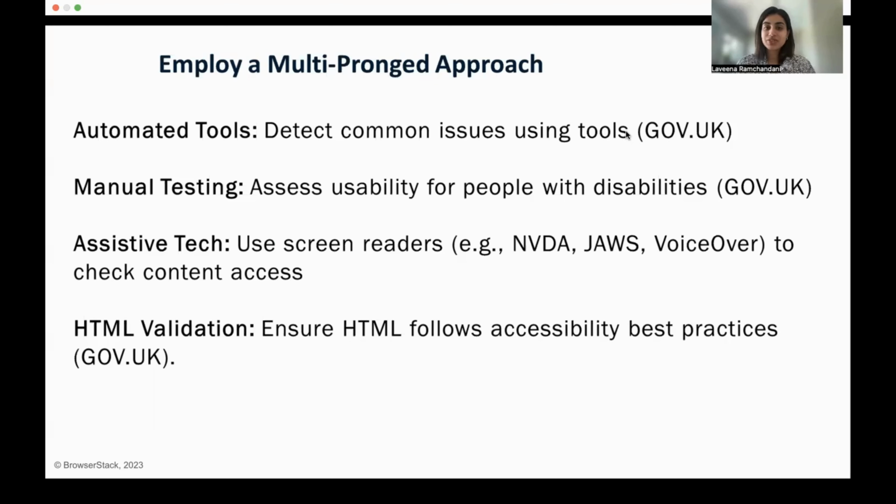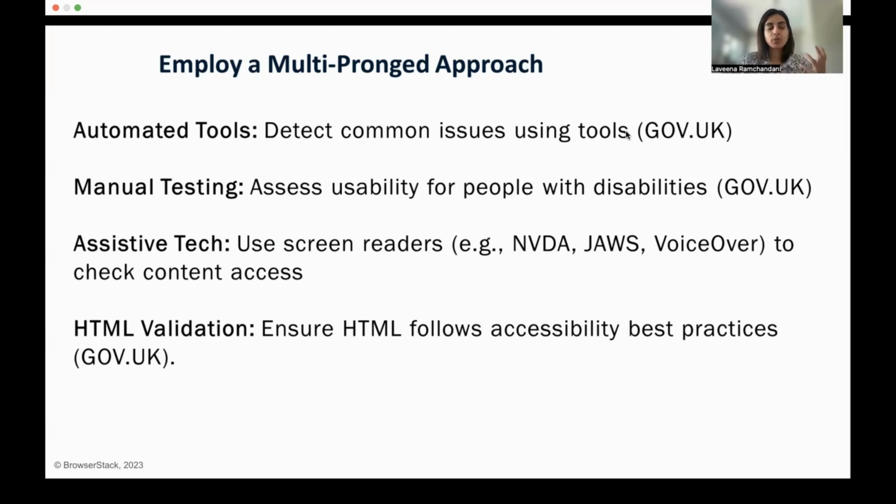Have assistive technology, so use screen readers such as NVDA, JAWS, VoiceOver to check content access. This is an important one because JAWS, for example, creates a transcript. And what I've noticed is what the screen reader is reading versus what we've developed and the transcript provided, there are massive gaps sometimes. Sometimes it may start with some transcript, but there may be a gap of the next section because maybe it's an image that you have coded onto. So it won't read that image. So we want to try and provide alternative text. HTML validations as well, ensure HTML follows accessibility best practices.